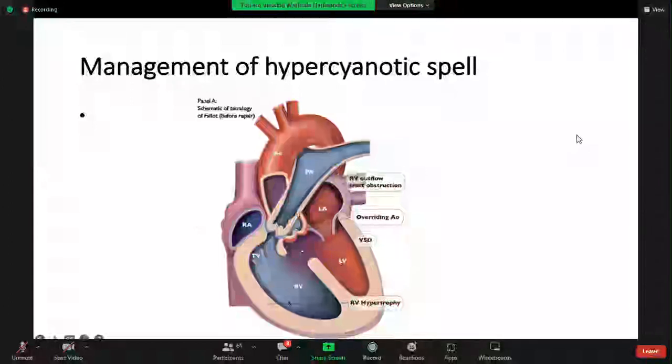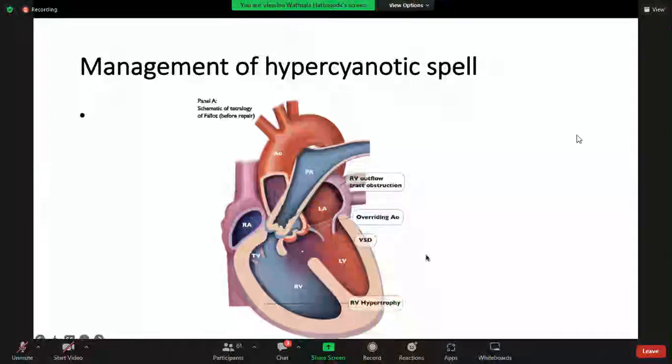Right ventricular pressure is more than the left. So with a VSD, if it is a normal VSD, the shunt would be from the left side to the right. But because of this right ventricular hypertrophy and pulmonary stenosis, the pressure is high on the right side compared to the left. So the shunt will be from right to left. That's what happens in tetralogy of Fallot. That's why you would appreciate cyanosis.